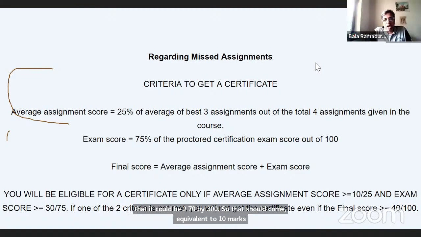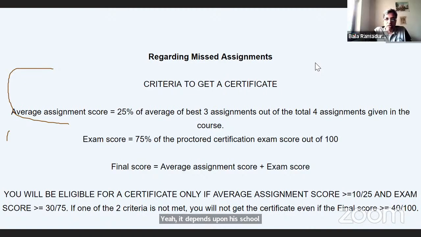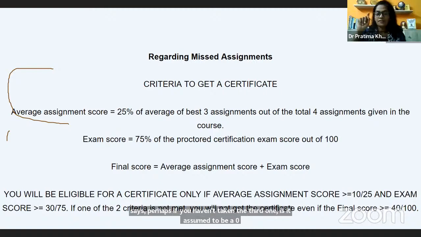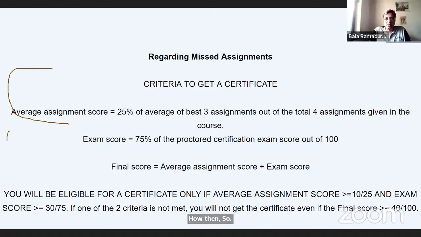I don't know if Mr. Ranganathan is eligible. It depends upon his score. Sorry to interrupt you, Dr. Pratima, I'm not sure if that's the case. Like what Dr. Pratima says, perhaps if you haven't taken the third one, is it assumed to be 0? I am not 100% sure. Sir, in our progress report, it is written 0. He can check. Third and fourth, it will be 0, 0. So it is automatically valued. I really have to check this and let you know.